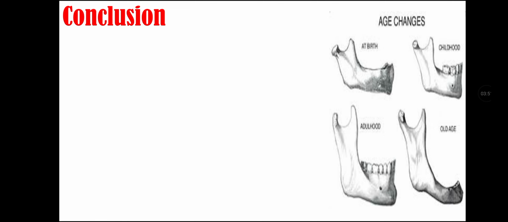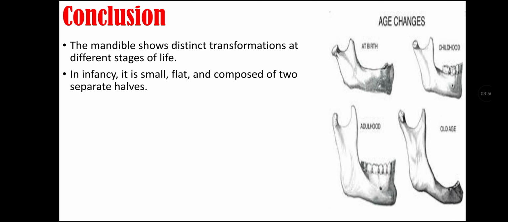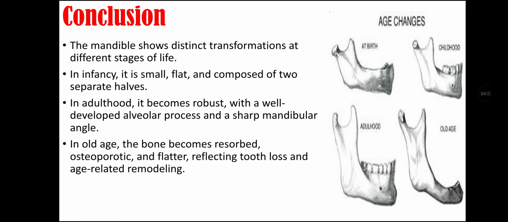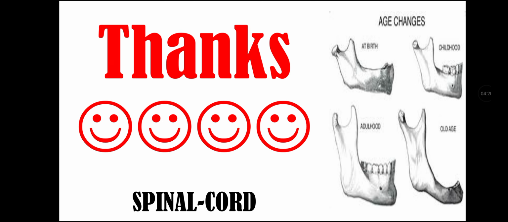Conclusion of this lecture video. Mandibles show distinct transformation at different stages of life. In infancy, it is small, flat, and composed of two separate halves. In adulthood, it becomes robust with a well-developed alveolar process and a sharper mandibular angle. In old age, the bone becomes resorbed, osteoporotic, and flatter, reflecting tooth loss and age-related remodeling. These changes are not only vital for clinical practice but also serve as a valuable indicator in forensic investigations. And this was all about changes in mandible.